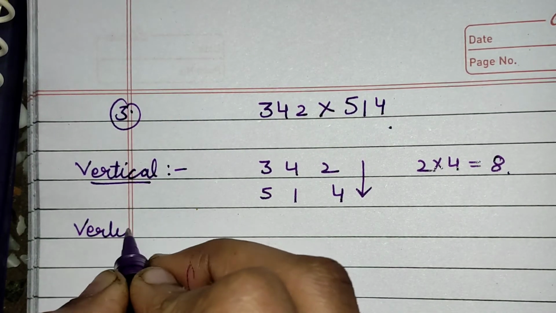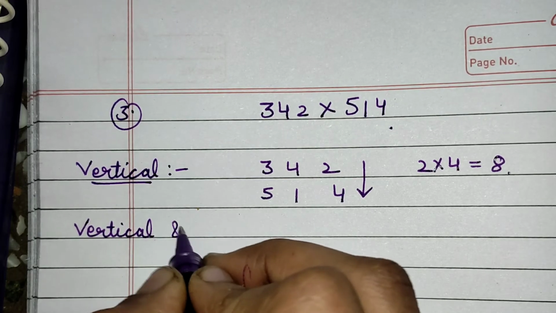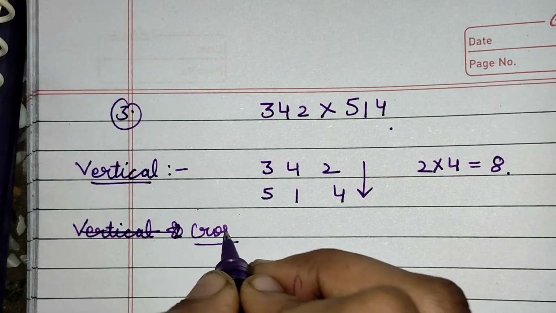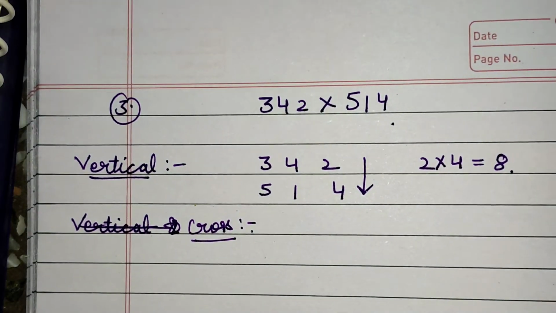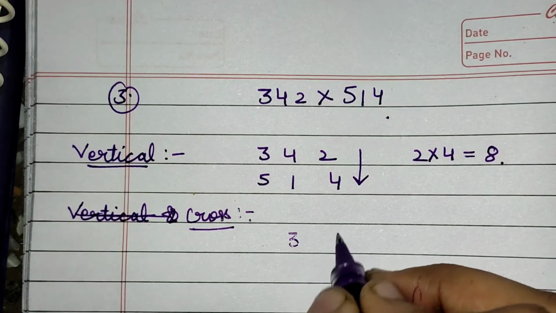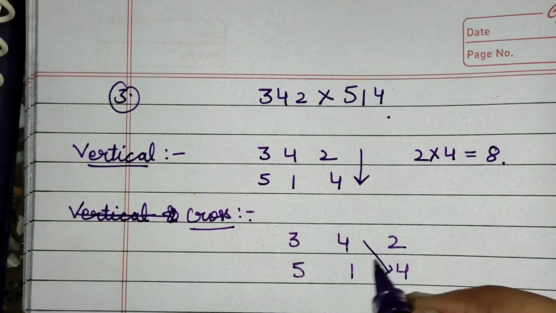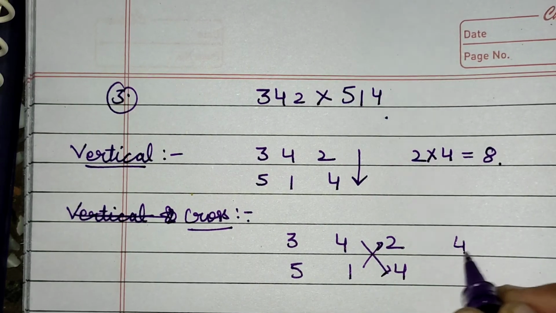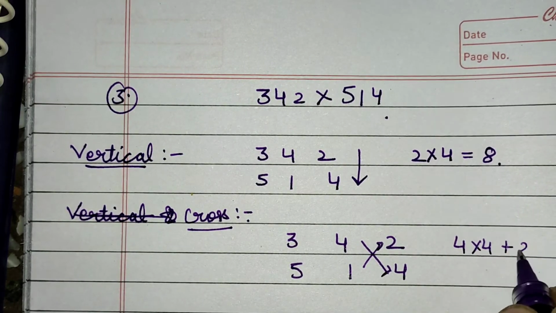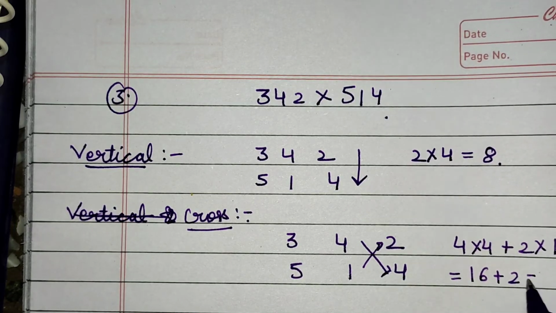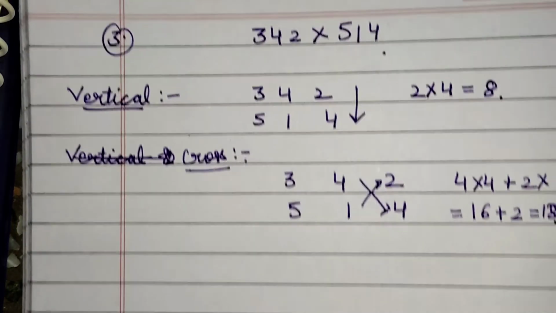Then my next step is that I have to do cross multiplication of the last two digits. Okay, so the last two digits will give me what? 4 into 4 plus 2 into 1. It will give me 16 plus 2, which is equal to 18.